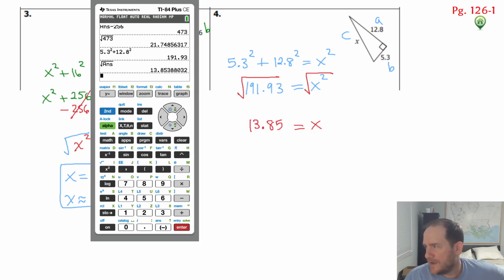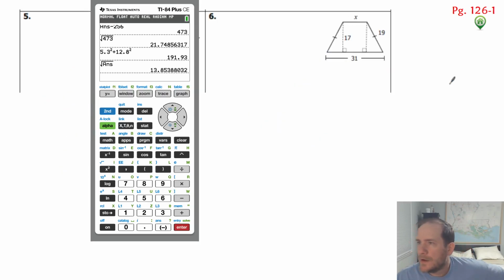And since that is a decimal, I'll round it off. I actually shouldn't be saying that it's equal to x. I should be saying it's approximately equal, so I'll put the little squiggly symbol. Not a huge deal. Alright, that's 4. Let's do 5, which means move the thing over again.